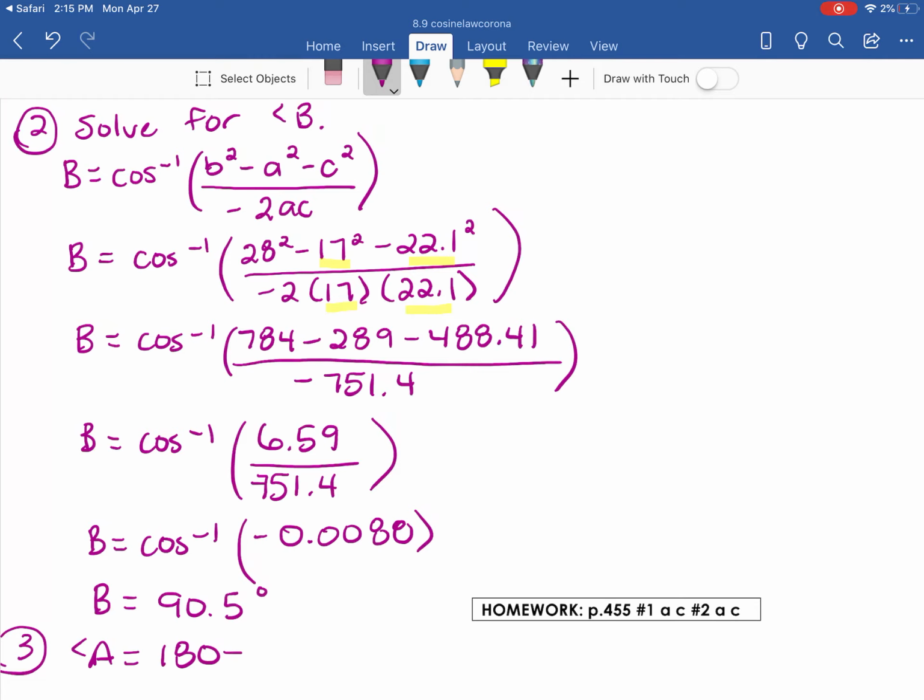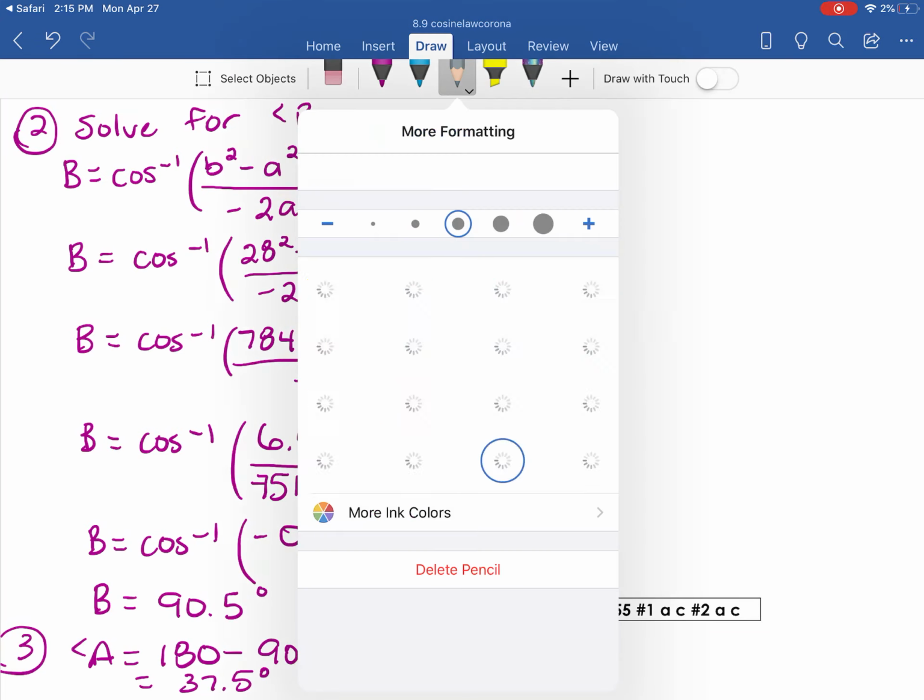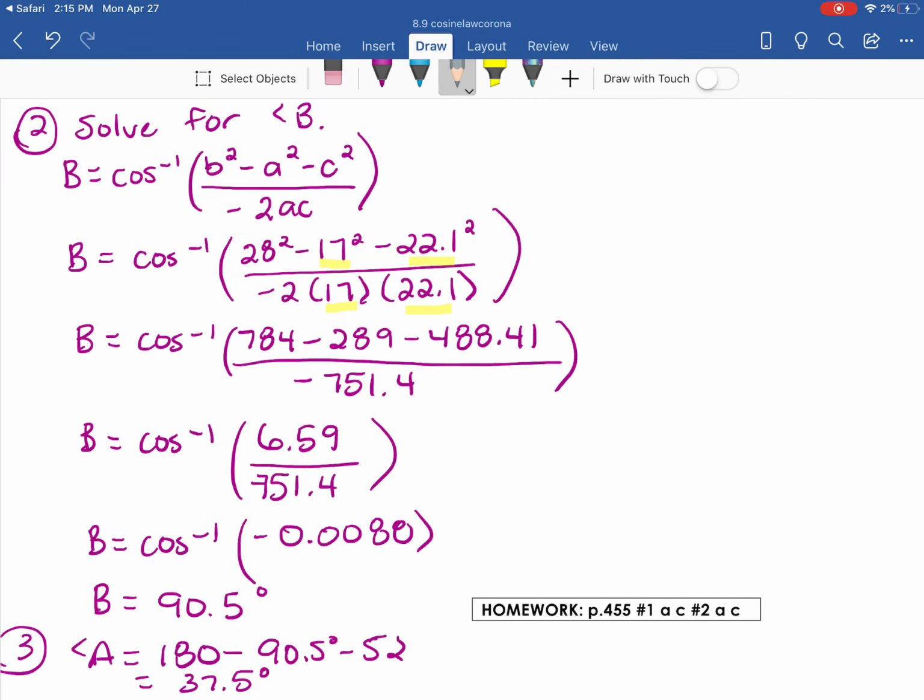It's almost a 90-degree angle, but not quite. Okay, so now we can do angle A. 180 minus 90.5 minus 52 is 37.5. Okay, so you can see that there's not a lot of homework, so give that a try.